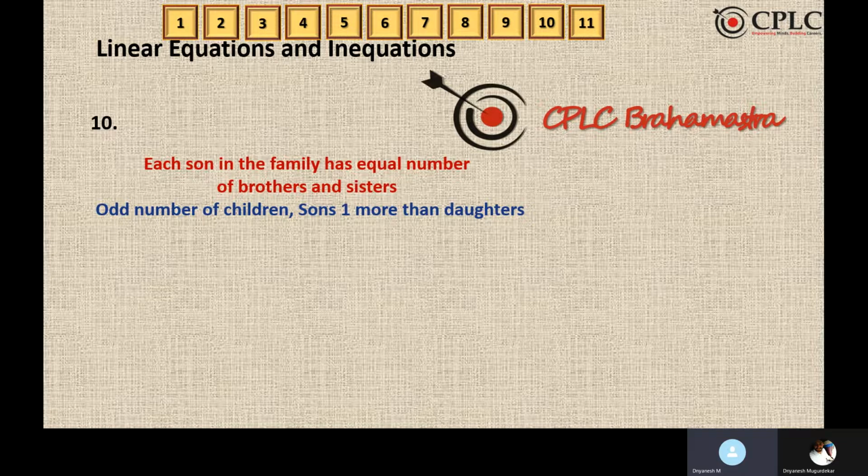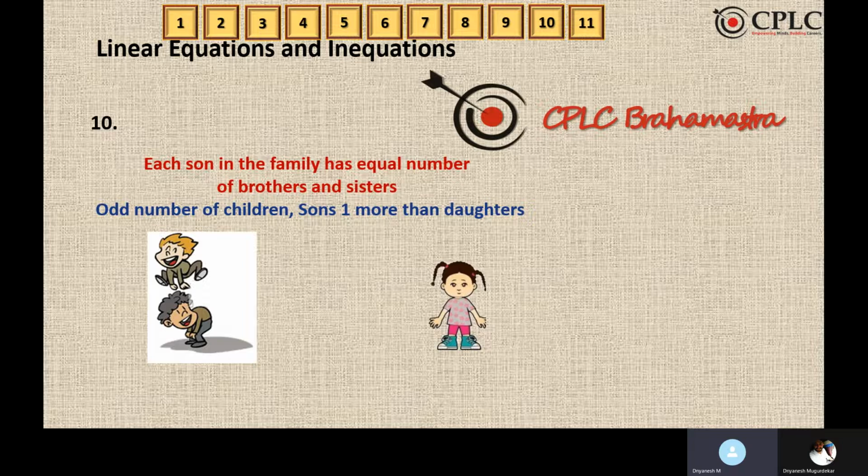So let's assume the cases first. Let's assume there is only one girl in the family. To satisfy the above restriction, there will be two boys present so that the total is odd and the number of boys is one more than the number of girls. Now, if I consider this girl, how many sisters does she have? She has zero sisters. But how many brothers? She has two brothers. And if I compare the relation from the second line of the data, each daughter has twice as many brothers as she has sisters, is the number of brothers twice the number of sisters? No. So this case doesn't hold true.